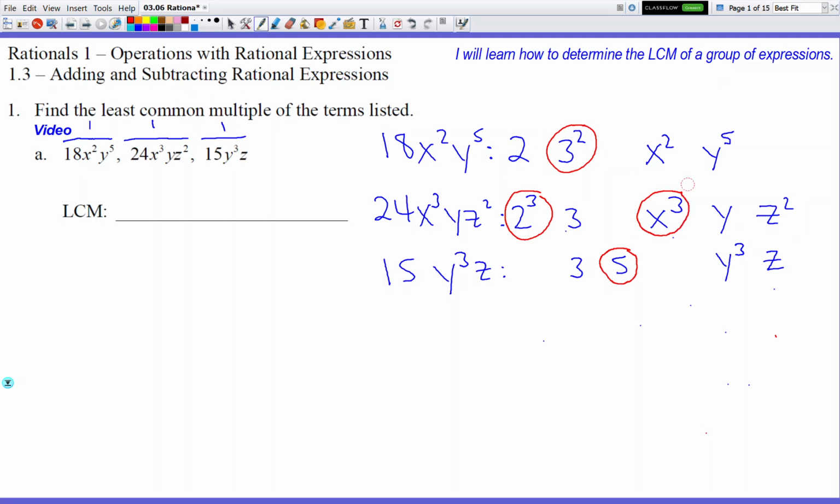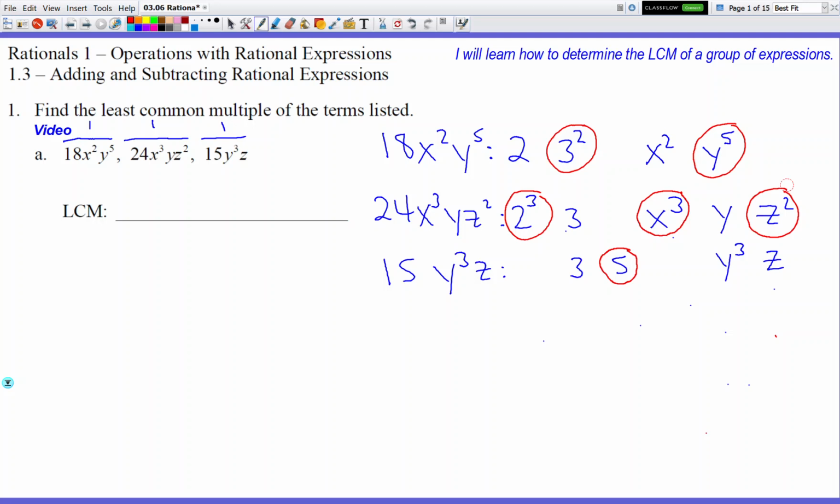And then go to the fifth column. Who has the most y's? The top guy does. And the last column, who has the most z's? The middle guy does. Okay, so all these red circles basically represent the most of each column. And what's good about what I just circled is we pretty much found the LCM.